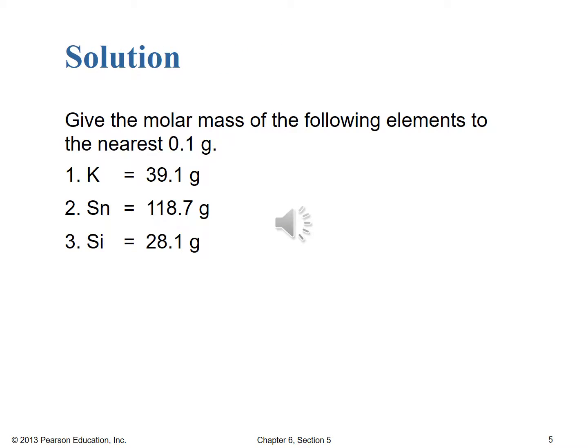So hopefully you arrived at 39.1 grams for the molar mass of potassium, 118.7 grams for the molar mass of tin, and 28.1 grams for the molar mass of silicon. Depending on the table you consulted, you might have been able to go further than the tenths place, but again, for the problems that we'll work and for the purposes of this course, we'll use the nearest tenth of a gram as our final value.